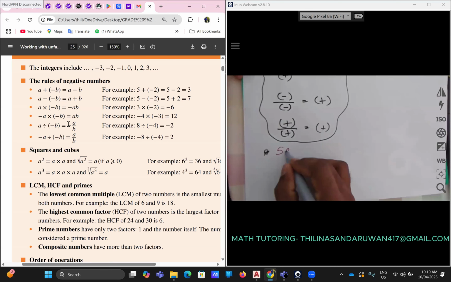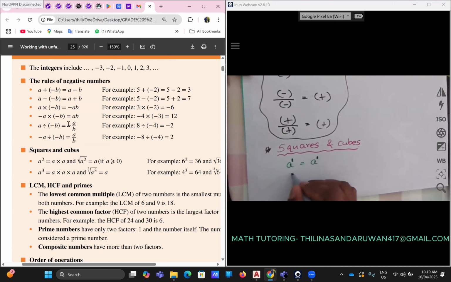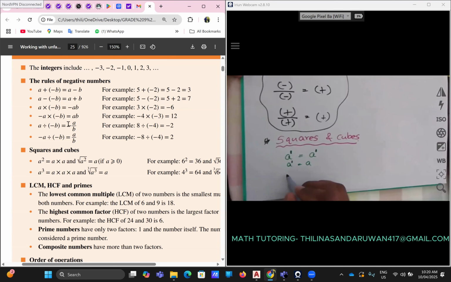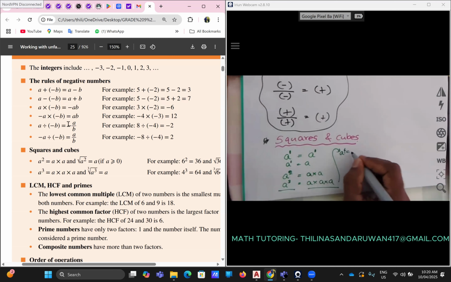It says squares and cubes. You must know a to the power of 1 equals a, which means there's a 1 up here, but we don't show it because we know a to the power of 1 is a, right? Like that, when we say a to the power of 2, that means a multiplied by another a. A to the power of 3 means 3 a's multiplied together, and a to the power of 4 means 4 a's.